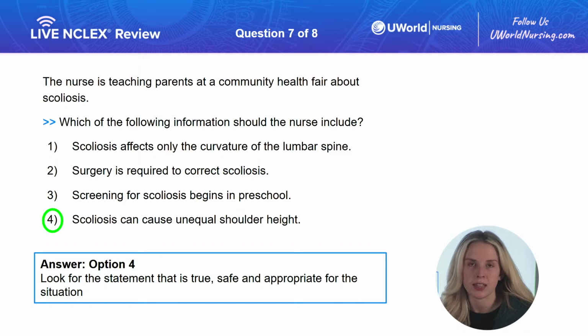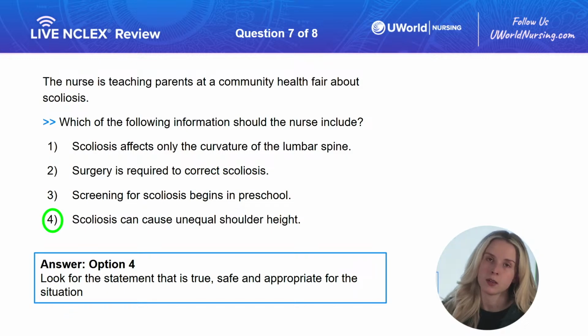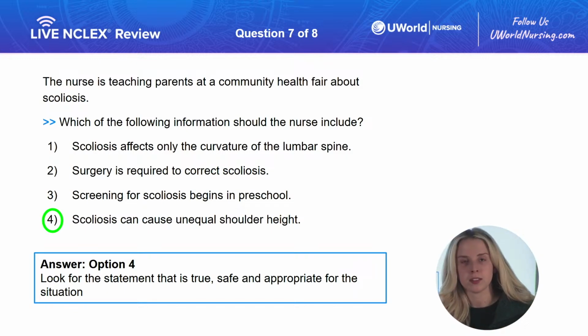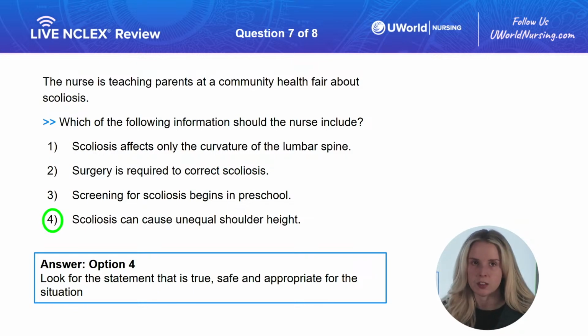We just went over this, but this affects the spine, the shoulders, and the hips, so this would not be correct. 2, surgery is required to correct scoliosis. In some cases, surgery will be required. However, it can also be managed with braces in some cases, or a brace. So it's not a one-size-fits-all, everyone-needs-surgery situation. And 3, screening for scoliosis begins in preschool. Again, screening for scoliosis is going to hit in those really heavy growth periods of early adolescence. For girls, it's going to be around 10 to 12, and for boys who mature a little bit later, it'll be more around 13 to 14.